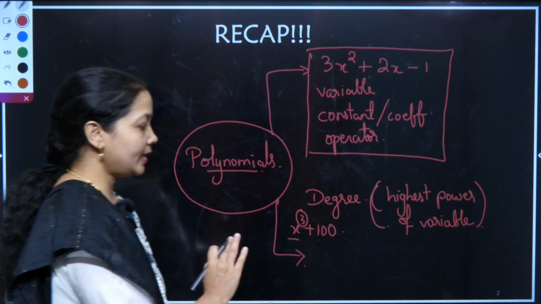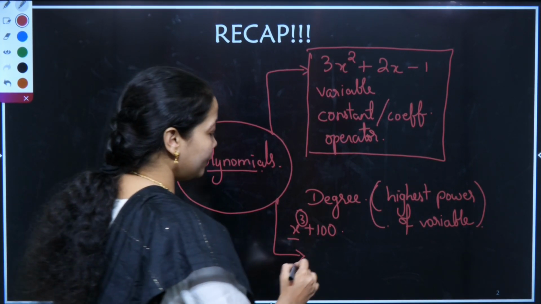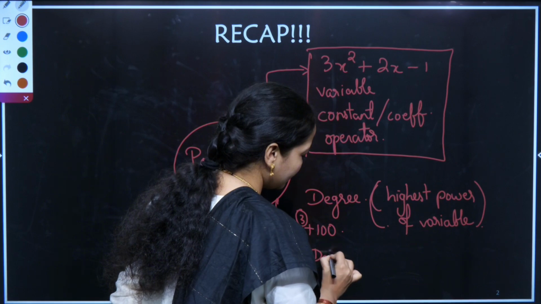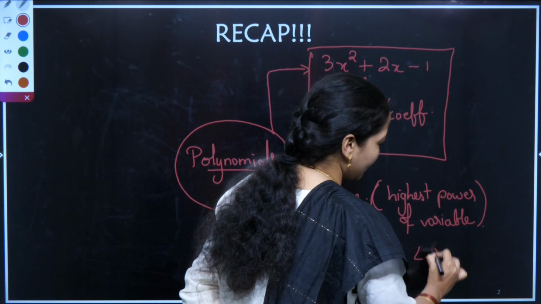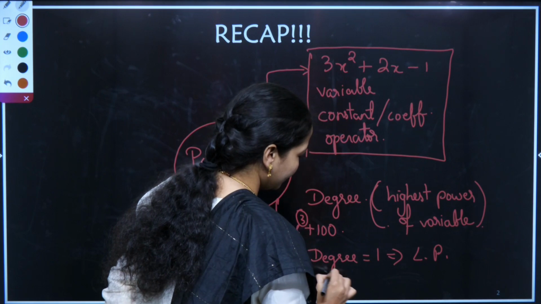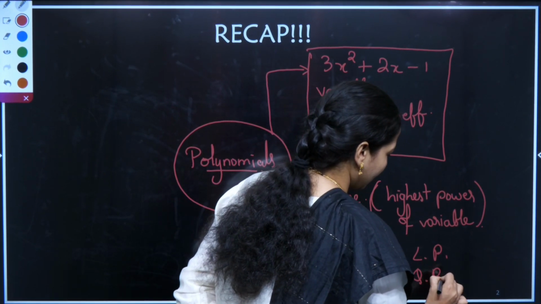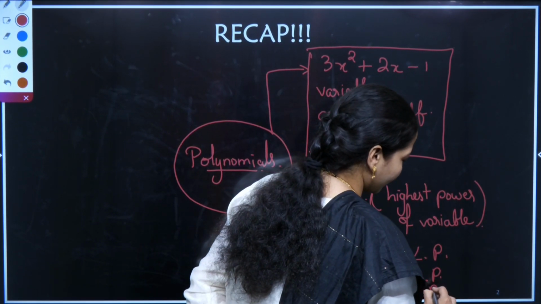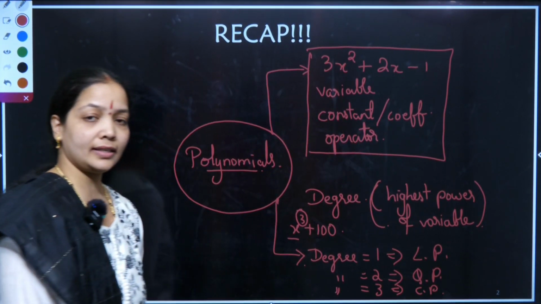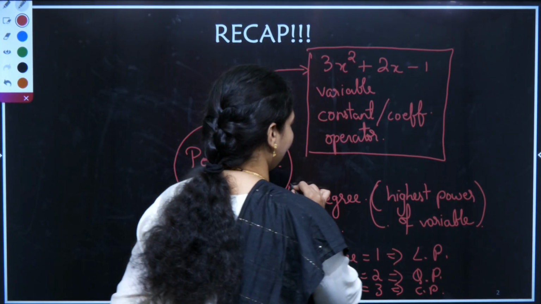Based on degree, we also have certain names for polynomials. If my degree is 1, I call it a linear polynomial. If the degree is 2, we call it a quadratic polynomial. And if the degree is 3, we call it a cubic polynomial. So these three names to remember using the concept of degree will be my second block in the mind map.